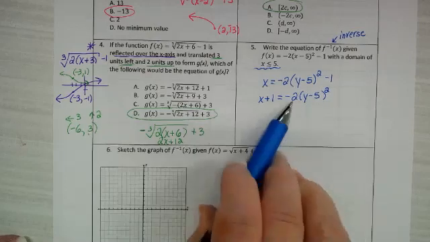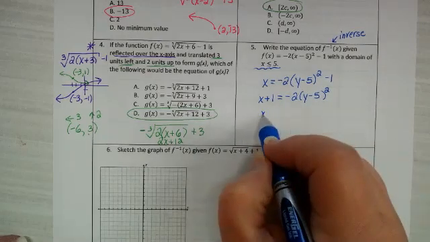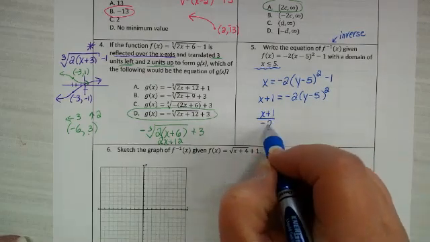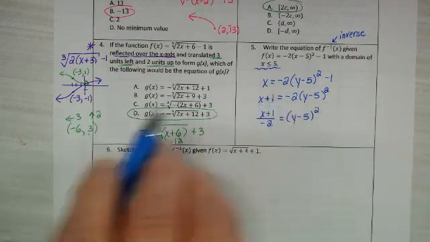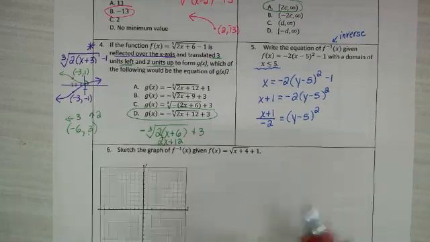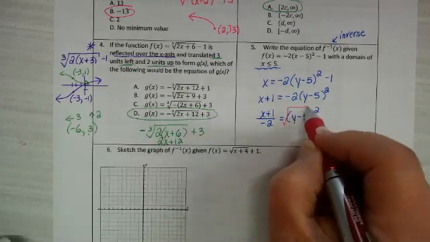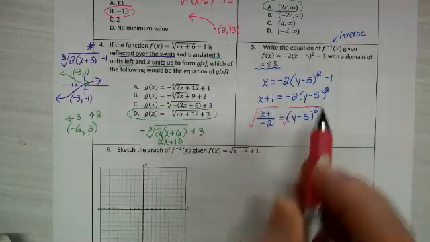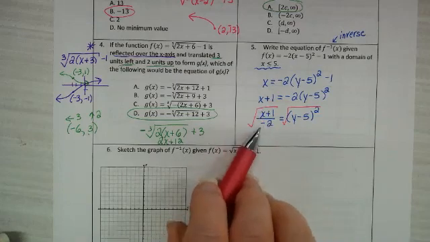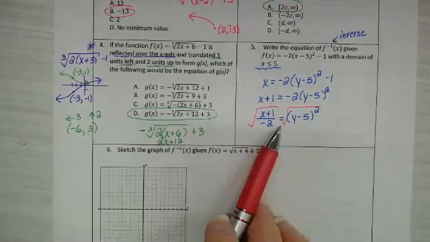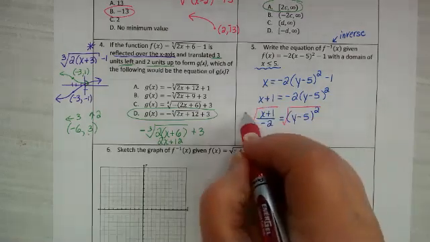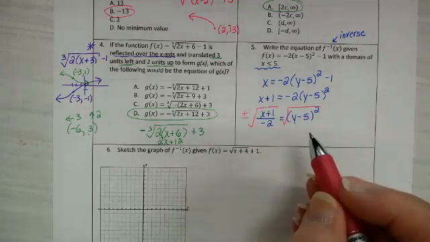Now I'm going to divide by -2. (x + 1)/-2 = (y - 5)². Now to undo the squared, I'm going to take the square root of both sides. Make sure that your entire fraction is under the square root. And this is the place where we introduced a square root, so we normally put plus or minus.